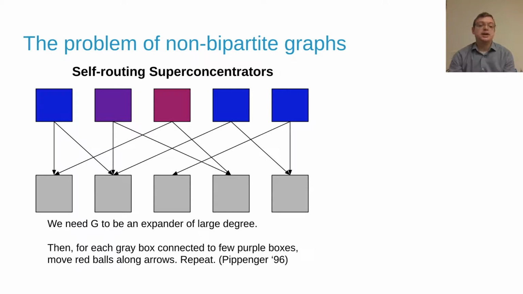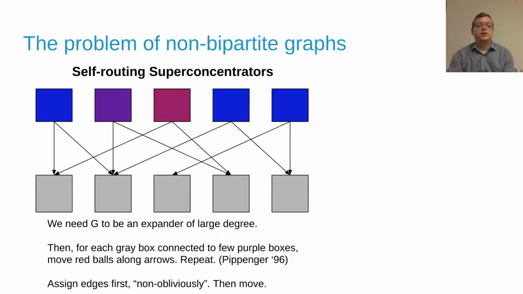So roughly, you take each gray box that is pointing to few purple or red boxes and take red balls from all of those purple or red boxes. And then after that, you ignore all of those gray boxes and the boxes that are now satisfied on the top, and you repeat the procedure. And for a sufficiently large degree of the expander graph, you can show that this procedure will terminate.